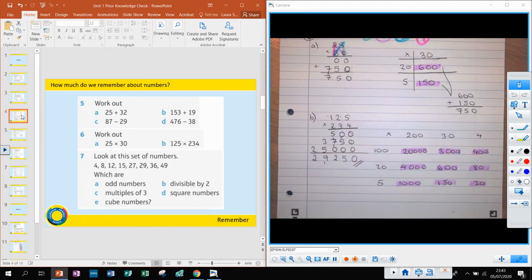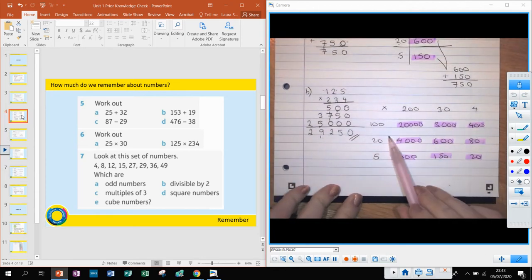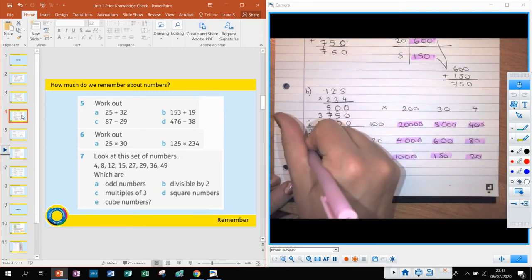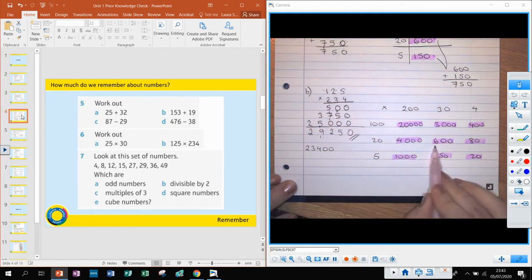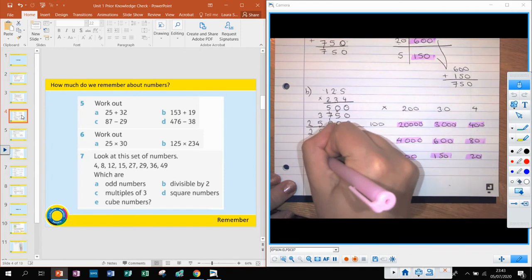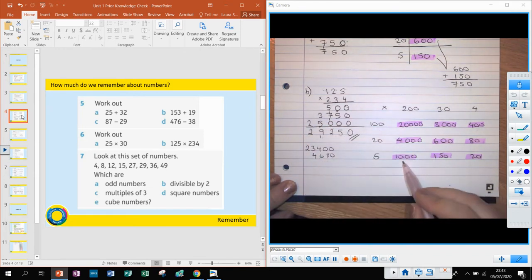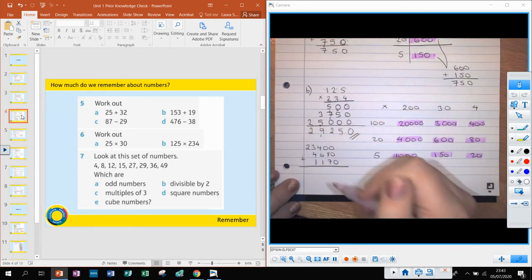Okay, so all those ones that I've highlighted, we now need to add together. All right, you might be able to do some of it in your head and then add them together. So let's do this one. This is going to be 23,400. So 23,400. 4,680, 4,680. Notice I've been careful with lining them up. And 1,170. So 1,170.